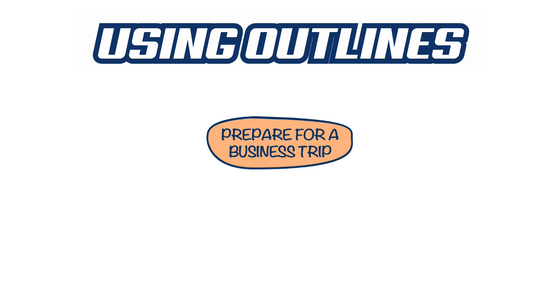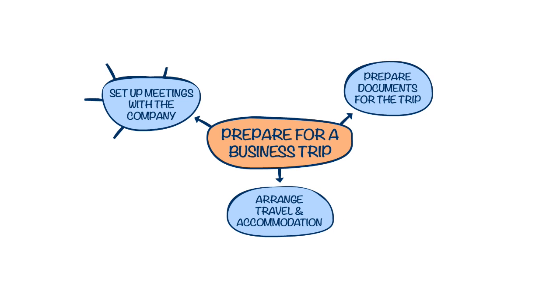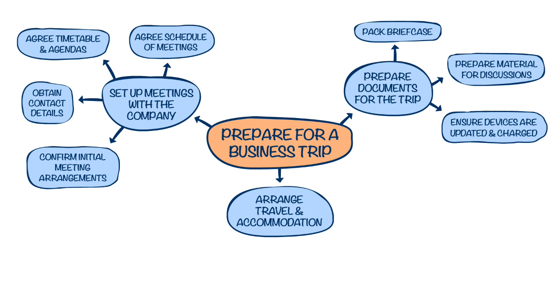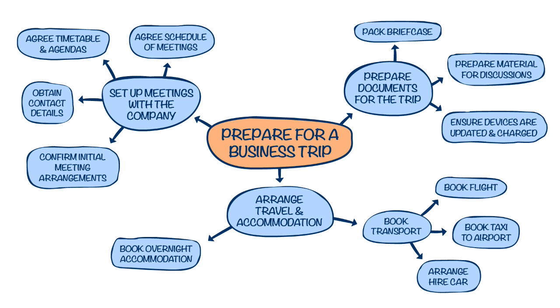You may already be familiar with outlines or mind maps. A mind map's a simple diagram to help you identify and organise topics needed to deal with a project. This is a simple example to describe activities involved in preparing for a business trip. This can be done on paper or by using an app.